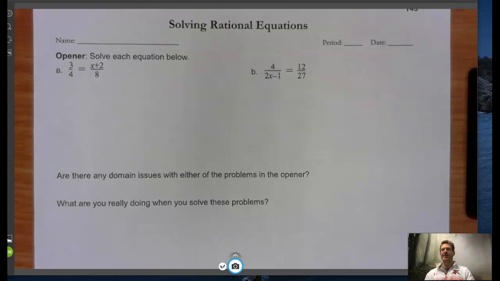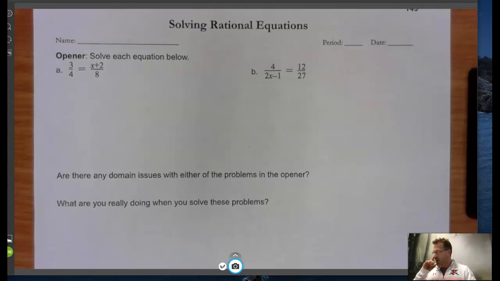So, to get us started, why don't you pause the video and solve the rational equations in A and B, known as a proportion, which many of you have solved already before. Use whatever method or technique you want, and then we'll talk a little bit about maybe a couple different ways of solving. So go ahead and pause the video and solve A and B there.